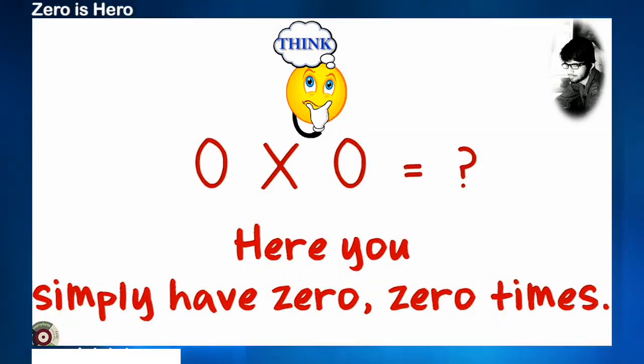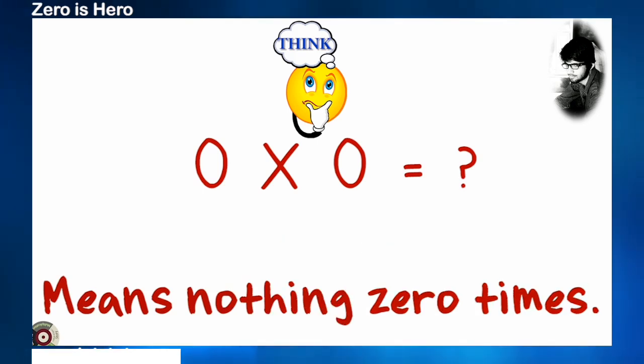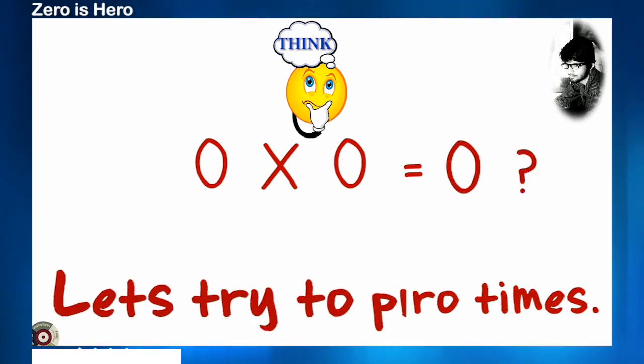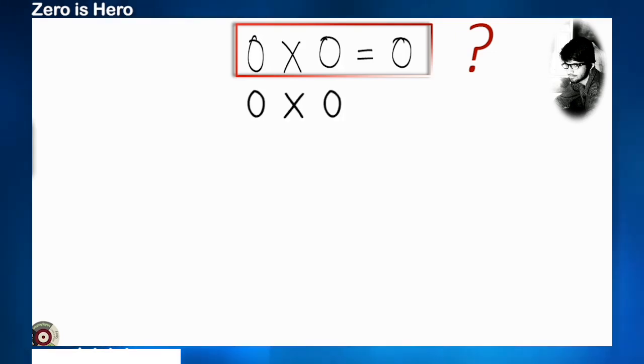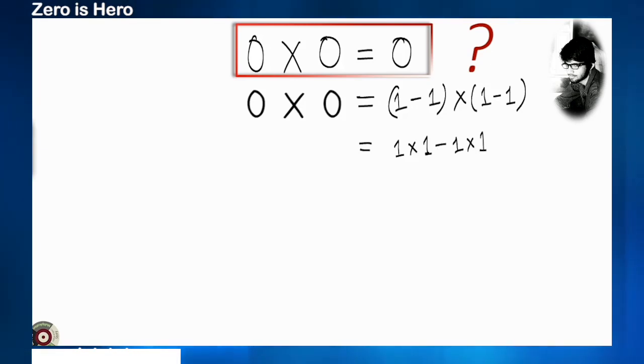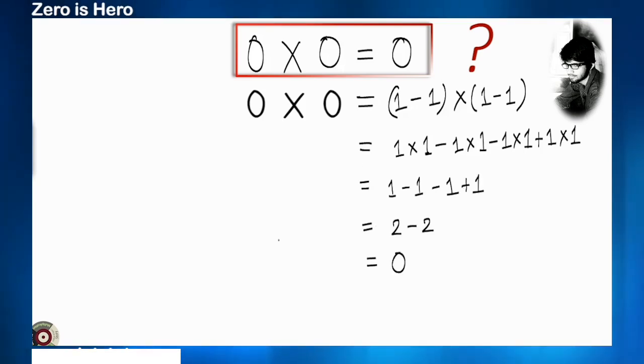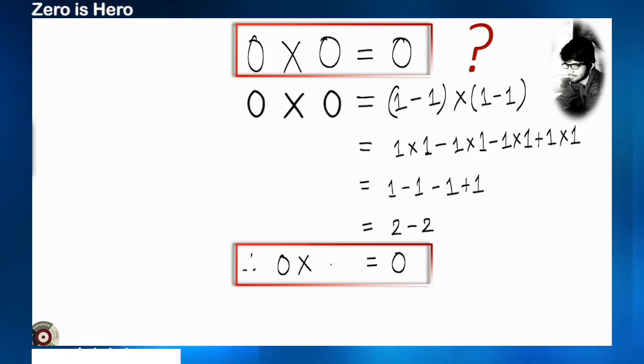Well, here you simply have 0 times 0, means nothing times 0. Okay, let's try to prove it. We have to prove that 0 into 0 is 0. So let's take the left hand side, that is 0 into 0, and we can write 0 as 1 minus 1, right? Now let's solve it. So 2 minus 2 will become 0, and therefore 0 into 0 is 0.